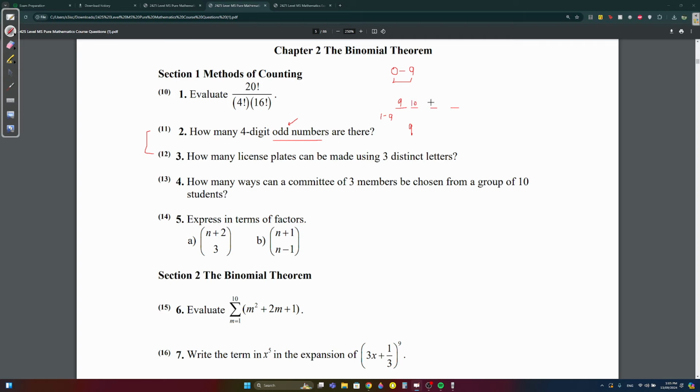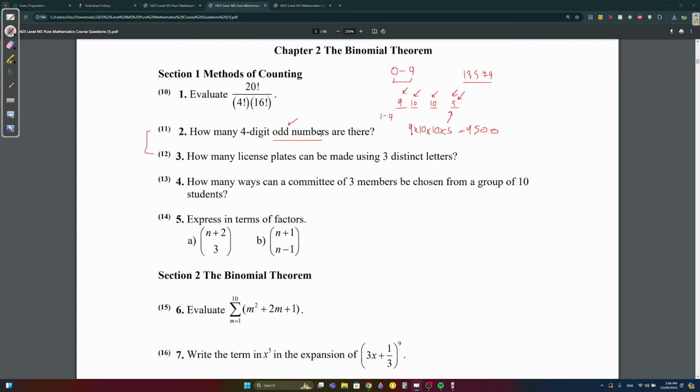Here it can be any number from 0 to 9, so it can be 10 possibilities. Here also it can be 10 possibilities, any number from 0 to 9. But for it to be odd, the last number has to be odd. How do you know if something's odd or even? The last number has to be odd. And what odd numbers are they? 1, 3, 5, 7, 9, right? So we have 5 possibilities. Whenever you want to find the possibilities of many things, remember it's the number for this times this times this times this. It's 9, 10, 10, 5, and you get 4,500.